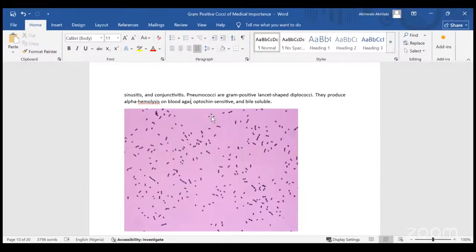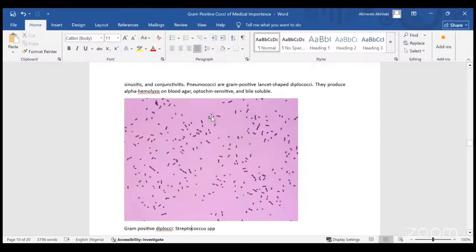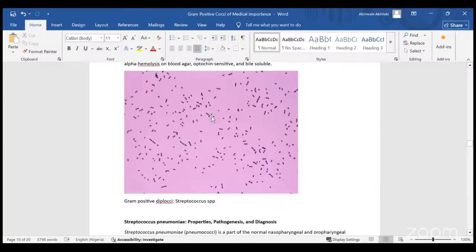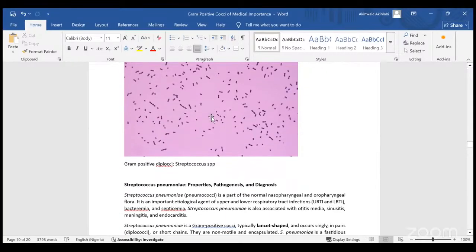They produce alpha hemolysis on blood agar, while Strep pyogenes produces beta hemolysis. Strep pneumo produces alpha hemolysis. While the other one is bacitracin sensitive, this one is optochin sensitive. It's another disc that they use to confirm the presence of Strep pneumo.